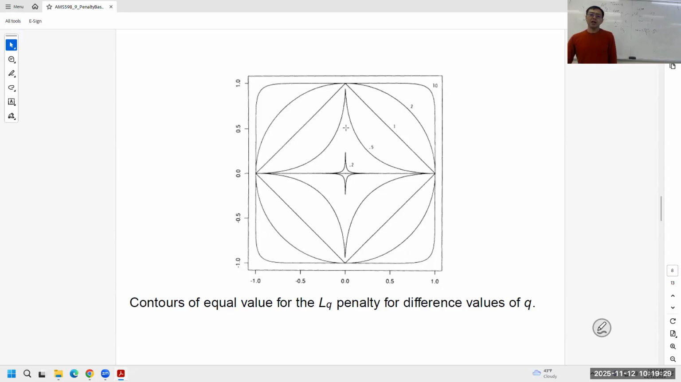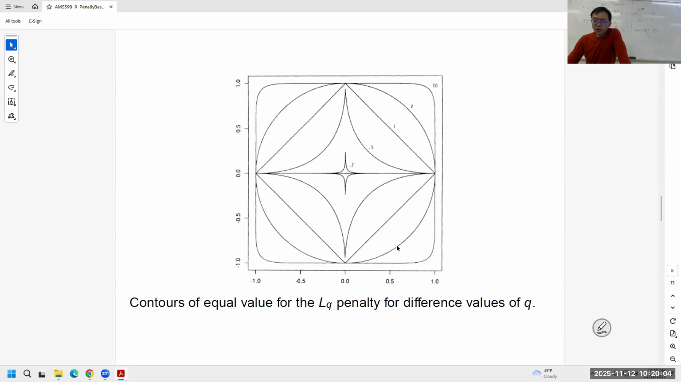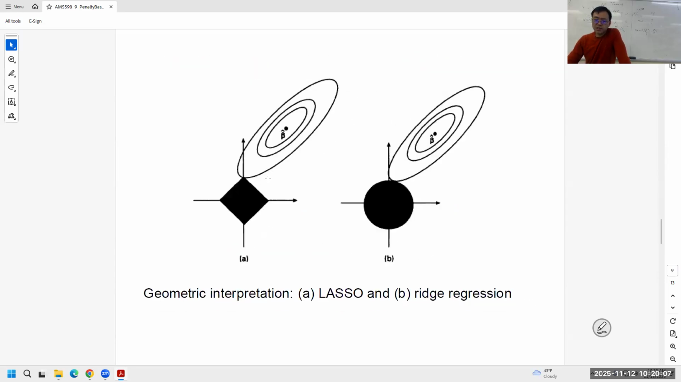So in theory we can choose different q values, but in practice lasso and ridge are the two most popular ones, because the others more or less give the same properties. For example, with q equal to 0.5, you have the square root of the absolute value, which makes the problem even harder to solve. So usually people just use either lasso or ridge for the regression problem.